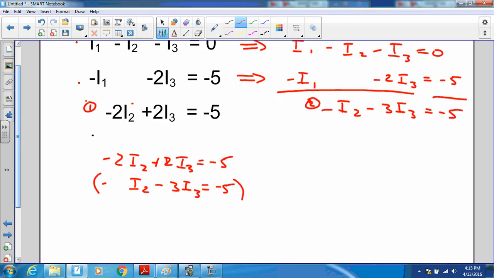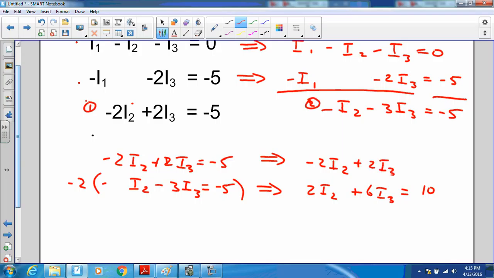I'm going to multiply this bottom equation here by -2 to get 2I2 plus 6I3 is equal to +10. And likewise, we have the top equation, which I'm going to leave unchanged, or alternatively, simply multiply by 1, which is invisible. Add up and get 8I3 is equal to 5.